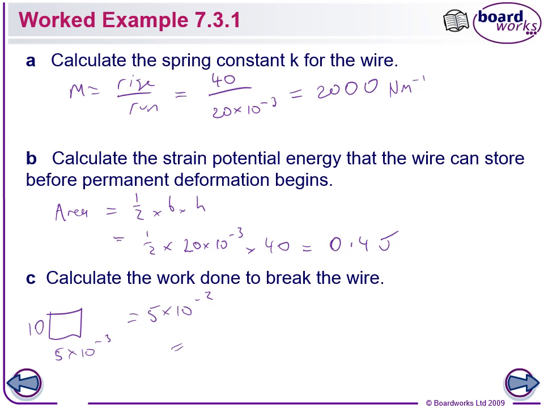Let's have a look at what this answer comes out to be. So 0.4 is the area under the graph to the elastic limit, plus I've got 25 squares above the elastic limit, multiplied by 5 times 10 to the negative 2. So I get 1.65 joules.